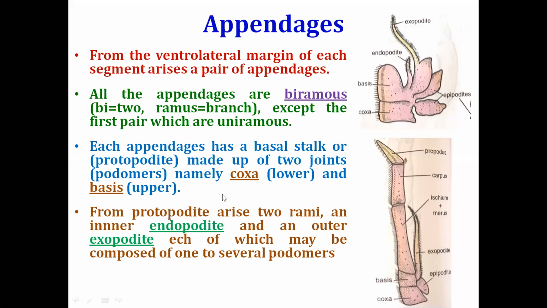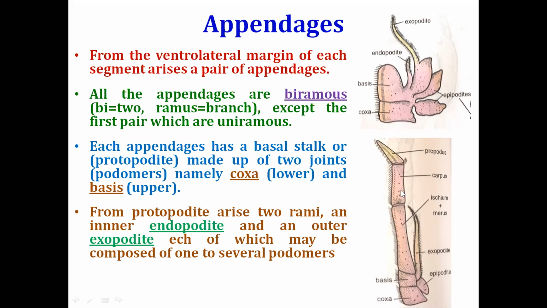Okay. Now from the protopodite, as I have told, these are biramous appendages. So from each appendage, there are two rami or दो branches निकलेंगे. There is one branch and then the other branch. The outer branch is known as the exopodite and the inner branch is known as the endopodite.